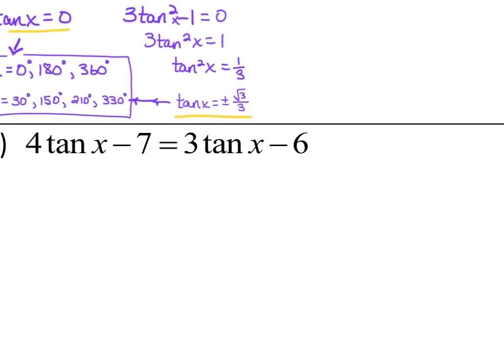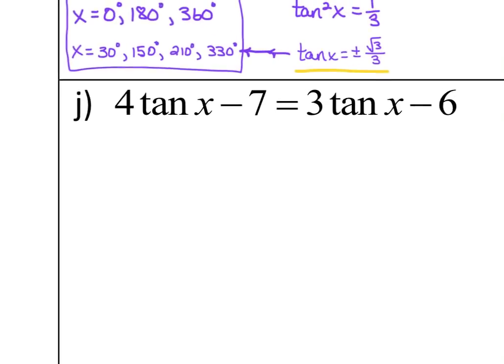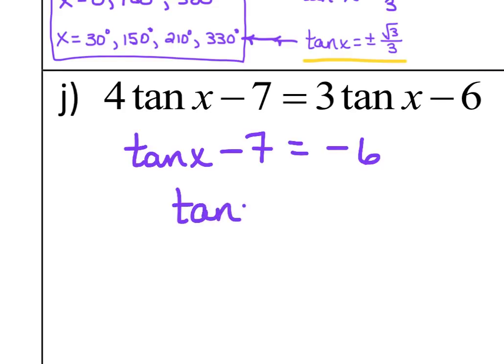Now in letter J, I see J as kind of similar to letter B, where I'm going to just collect my like terms for the tangents and isolate the tangent. So I'm going to start by subtracting 3 tan x from both sides. So over here I have 1 tan x minus 7 equals negative 6. Then I'm going to add 7 to both sides. So I get tan x equals positive 1.